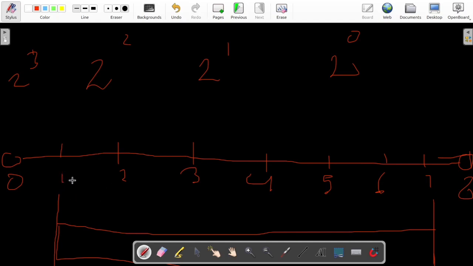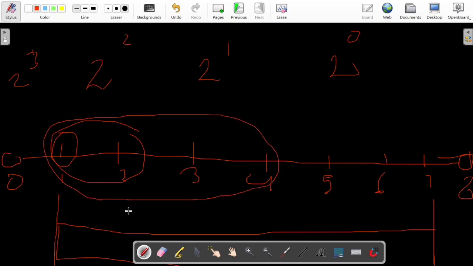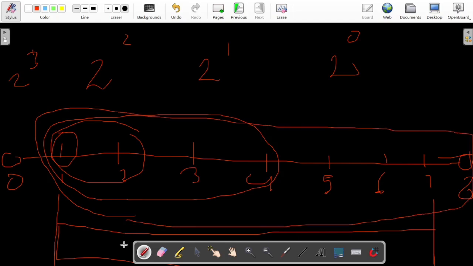For index 1, I have calculated 2 to the power 0, that is the answer for this segment, 2 to the power 1, that is for a length 2 segment, 2 to the power 2, that is the answer for a length 4 segment, 2 to the power 3, that is the answer for our length 8 segment.